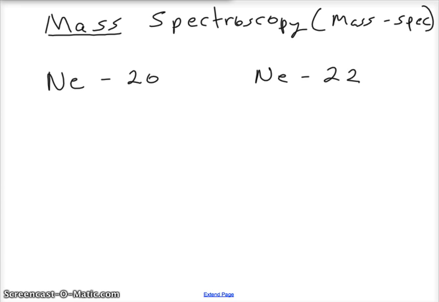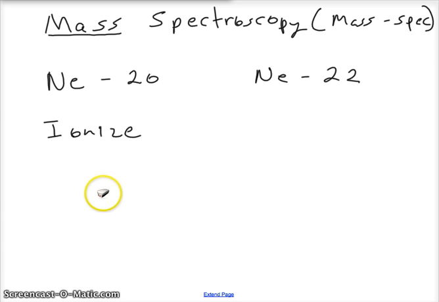The first thing we're going to have to do to our sample of our element is to ionize it. So we're going to have to ionize a sample of neon. If we take a sample of neon, it's going to contain both neon 20 and neon 22, because it's just natural out there that neon contains both. And so we're going to take a sample of neon and we're going to ionize it.